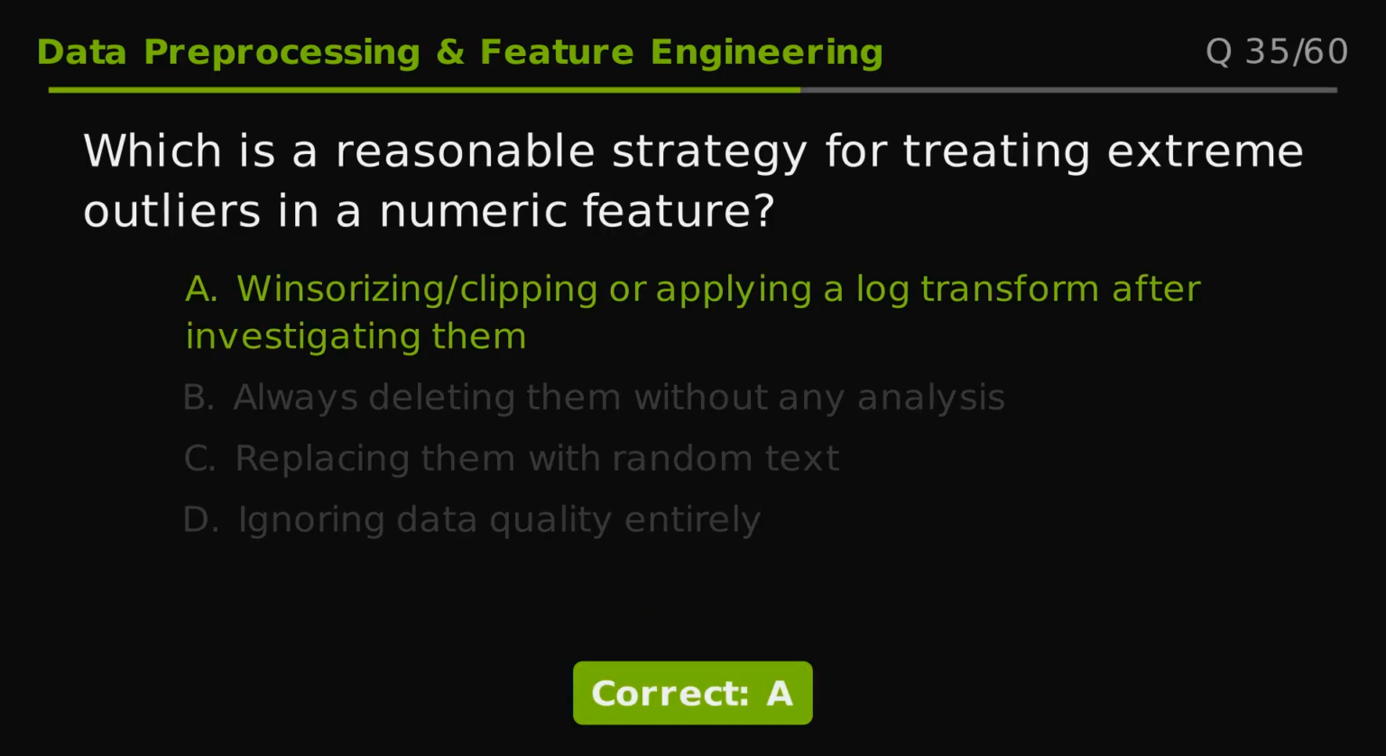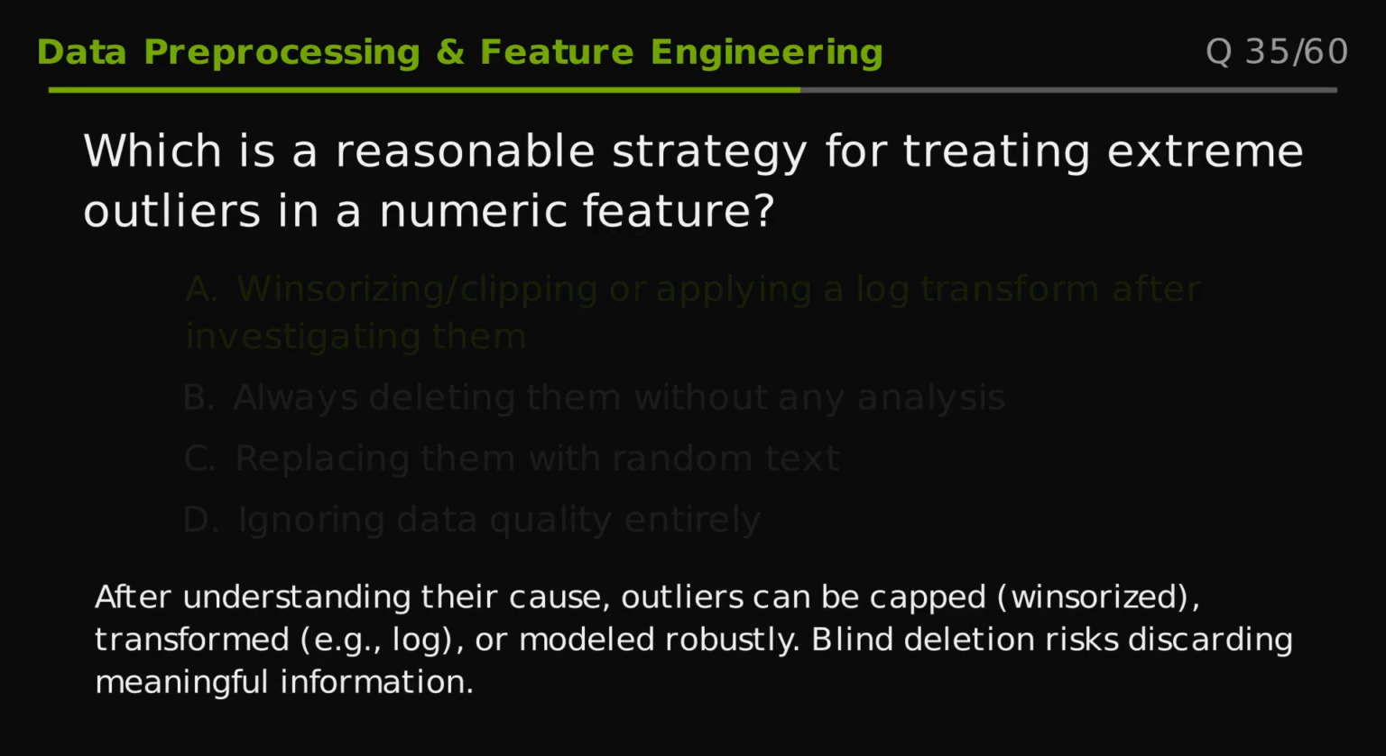The correct answer is A. After understanding their cause, outliers can be capped, winsorized, transformed, for example log, or modeled robustly. Blind deletion risks discarding meaningful information.